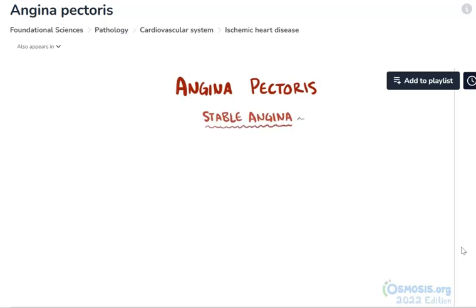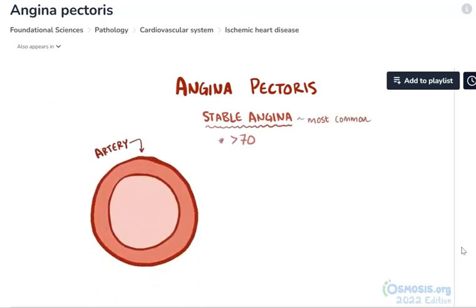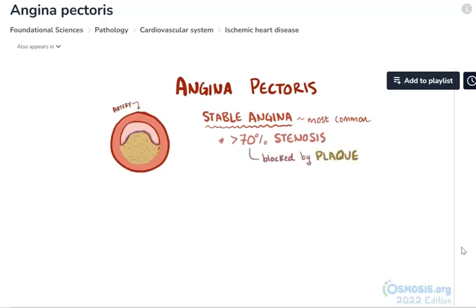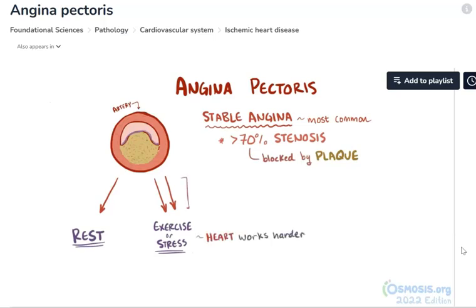Stable angina, or chronic angina, is the most common type of angina, and it usually happens when the patient has greater than or equal to 70% stenosis, meaning 70% of the artery is blocked by plaque buildup. This small opening that blood flows through might be enough to supply the heart during rest, but if the body demands more blood and oxygen, like during exercise or stressful situations, the heart has to work harder, and therefore needs more blood and oxygen itself.